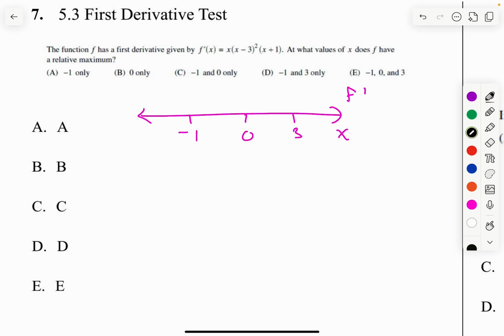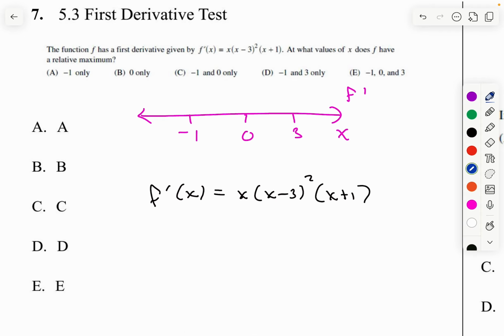And so if we evaluate at each of these subintervals, we'll figure out whether f is increasing or decreasing. Here's a little trick, by the way. Let's pick a sample value in this range here, like 4. So we have 4 times (4 minus 3) squared times (4 plus 1). Those are all positive, a positive times a positive times a positive. So we get a positive, which means our function is increasing.